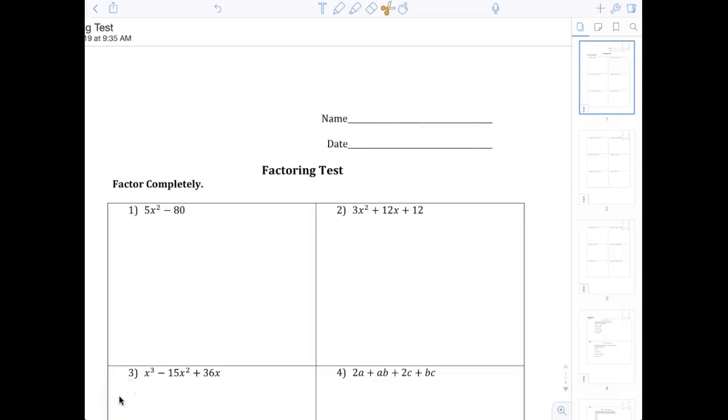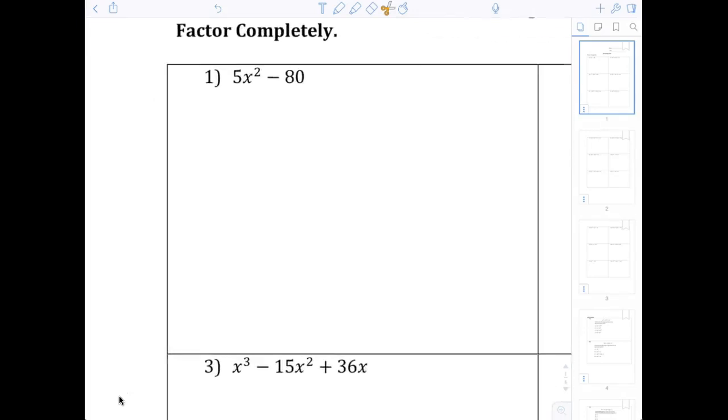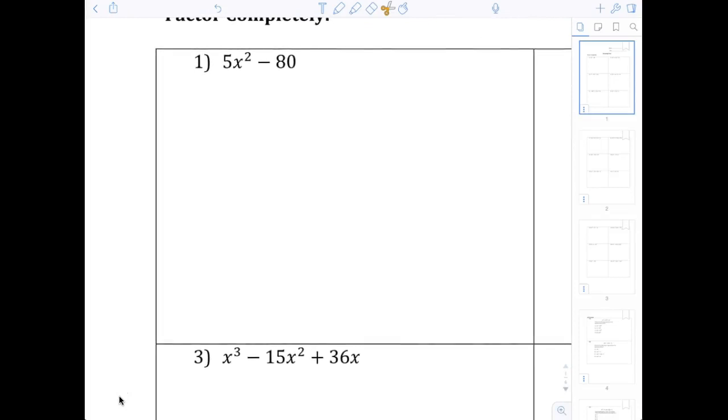Now again, remember what I said, if you didn't make an A, you're up here. If you made an A, you're on IXL. So we're starting with question number 1. Remember, your job right now is to factor out the GCF. For number 1, you're factoring out the 5.